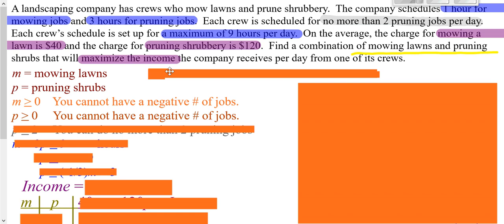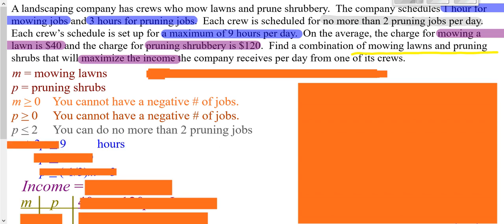Well, one of the restrictions is highlighted up here in gray. No more than 2 pruning jobs per day. So no more means 2 is the max, so P could be 2 or less because you have no more than 2 pruning jobs a day. If you have another restriction, that's going to be another inequality. And up here, highlighted in blue, it's supposed to be blue, but it's somewhat purplish blue, sorry about that. But the blue says a maximum of 9 hours a day.